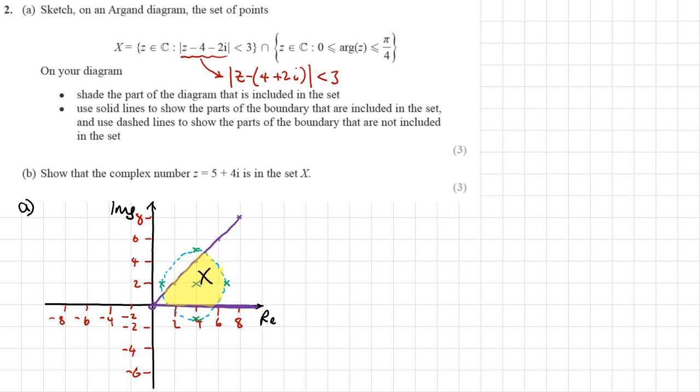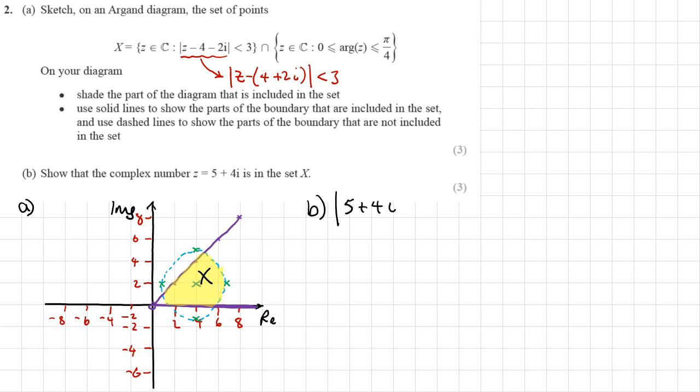That's what they want. Part B, what we need to do is show that the complex number z equals 5 plus 4i is in the set X, so it's somewhere in this region here. That basically means if I replace z in both of these loci here into here, and it satisfies both, then I know it's in the region. So we take the circle, and we replace z with 5 plus 4i.